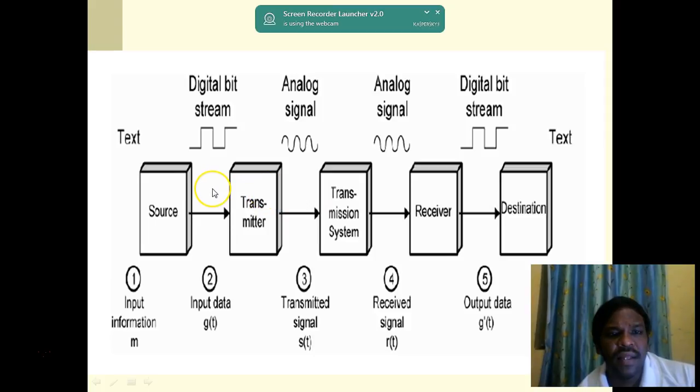So this is how the information flows. This is the input information, input data, transmitted signal, received signal, output data and output information. Whatever text you are going to send from the source will be in a digital bit stream, and the transmitter will convert your digital data or digital bits into analog signals, and all the analog signals will be transmitted to the transmission system. The analog signal will be received by the receiver, and the receiver will again convert the analog signal into a digital signal. So at the destination system, your friend may be receiving the digital data in terms of the text.